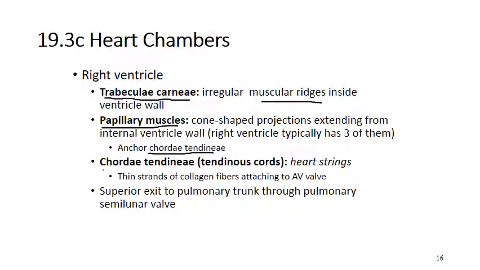Now, the chordae tendineae, remember, they're just the heart strings that connect to the AV valve, into that tricuspid valve. They're just strands of collagen fibers, very strong, even if they are very thin. They allow for those valves not to be flapping in the blood, per se. And then the superior exit of the right ventricle, so at the top right, is going to be into the pulmonary trunk right here, and then into the pulmonary semilunar valve, and then on into the pulmonary system.